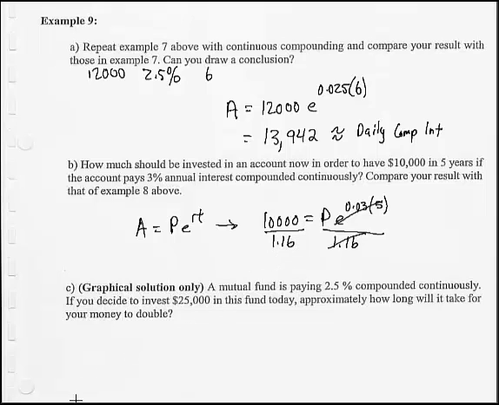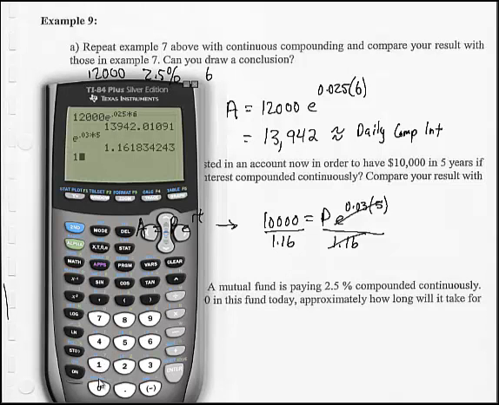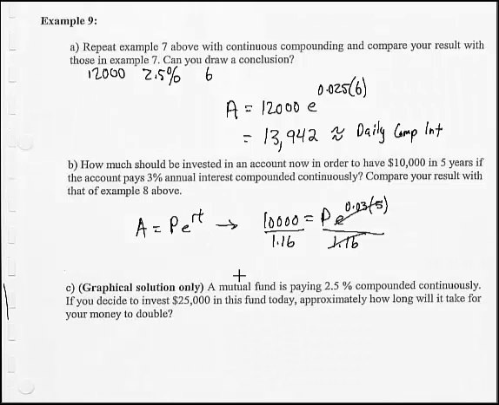I don't remember what that was, but bring up my calculator. 10,000 divided by 1.16, enter, 8,620. So if you look back at your notes on the previous page, these two values were identical after we rounded.